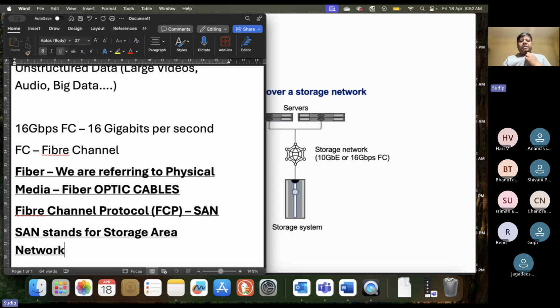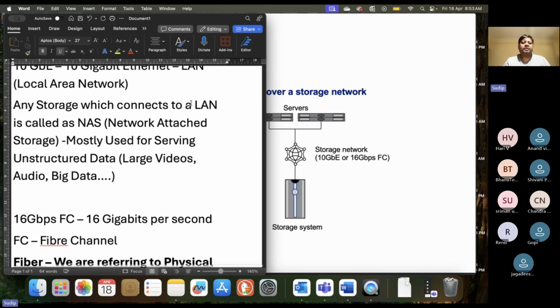Now, what is the difference between a normal network and a storage area network? In a normal network, any kind of device can be attached to the network. It can be a server, a laptop, a phone, a Wi-Fi access point, a storage system, a printer, any IoT device, a sensor, a scanner, anything. Anything and everything can be connected to a LAN. Here we are saying that if a storage is connected to a LAN, then we call it a NAS. But actually, any device can be connected to a LAN.